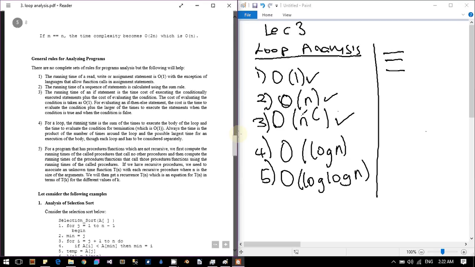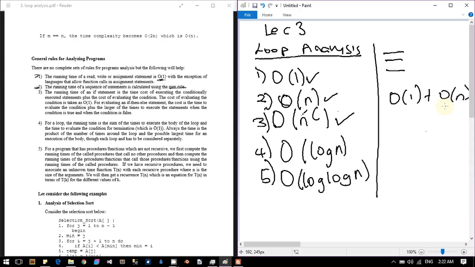So, general rules. The first one: the running time of a typical read, write or assignment statement is order 1. The second one: the running time of a sequence of statements is calculated using the sum rule. That's what I said here, you add. So for instance, you can add order 1 plus order n. Adding, you definitely just choose the bigger value, that's order n.